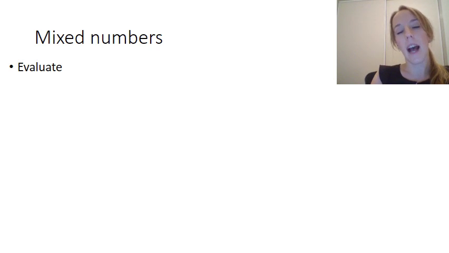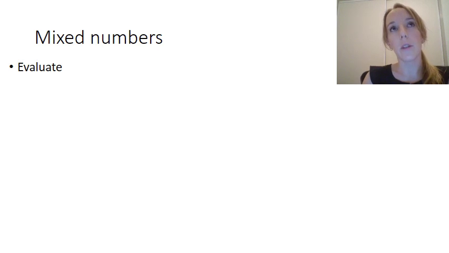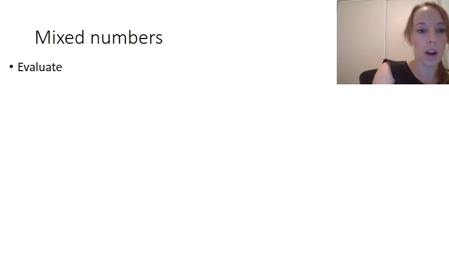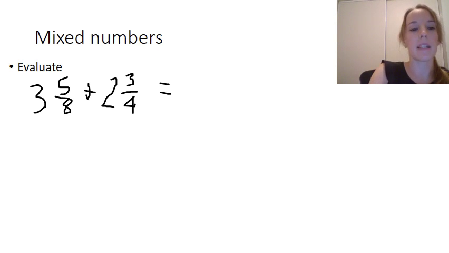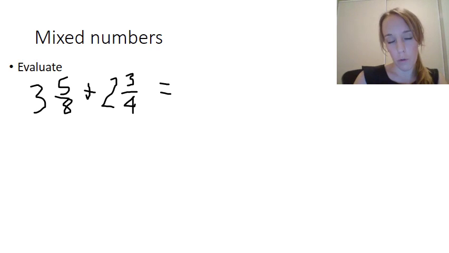Okay, mixed numbers. So mixed numbers are numbers that have whole numbers as well as fractions. So I've got an example here. So let's say we had 3 5/8 plus 2 3/4. So you can see there we've got mixed numbers. We've got whole numbers and we've also got fractions.